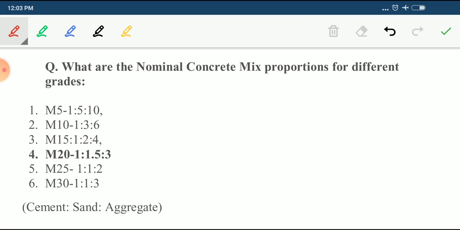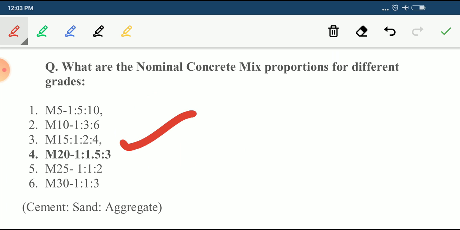Okay, whenever you go to the site, this is the mix proportion most probably used. M20, M25 and M30, most probably M20 and M25. So for M20 the mix proportion will be 1:1.5:3. For M25 it will be 1:1:2, and for M30 it will be 1:1:3.